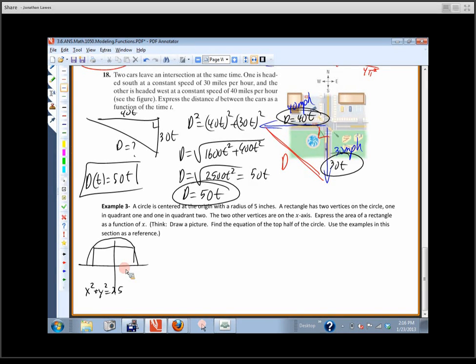Take the positive square root. Write this as if we were doing y equals. So I'm going to take this and move it to the other side. So this is going to be y squared equals 25 minus x squared.